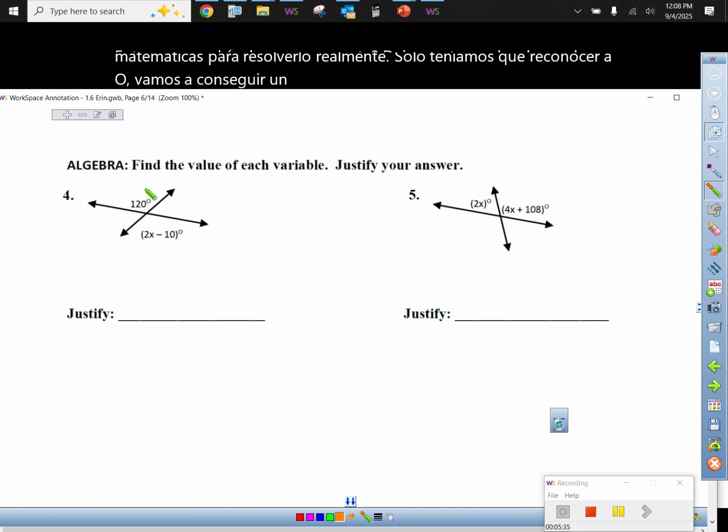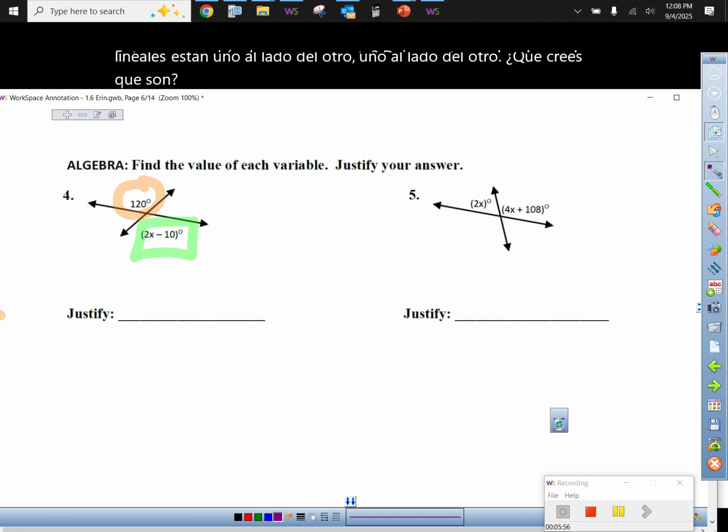Do you see this 120 right here? And do you see this 2x minus 10? Could you please talk with your table? What kind of angles are those? Vertical angles are across from each other in the x. Linear pairs are right next to each other, side by side. What do you think? They are? Vertical angles. What's true about them?